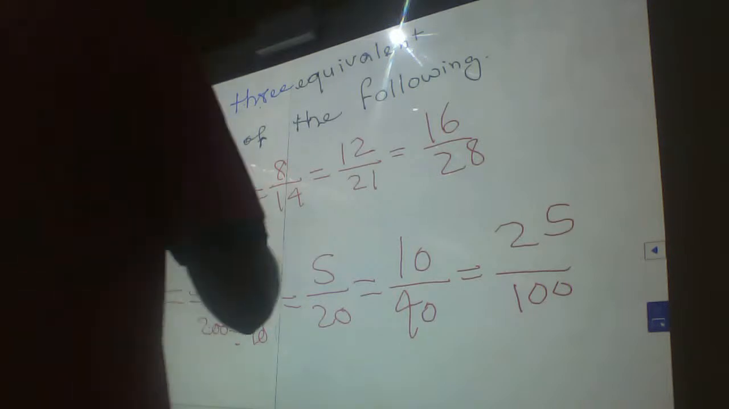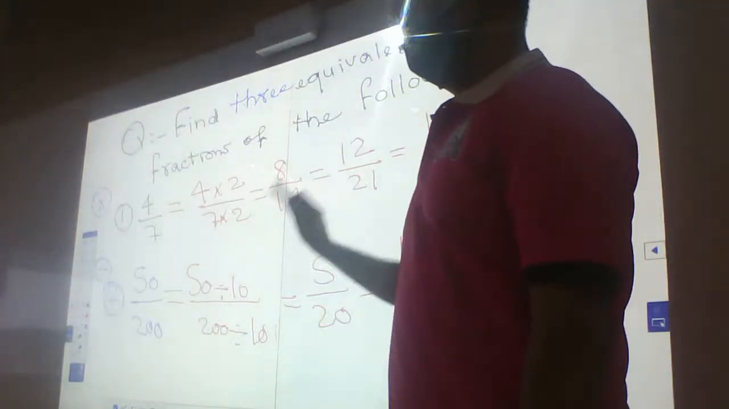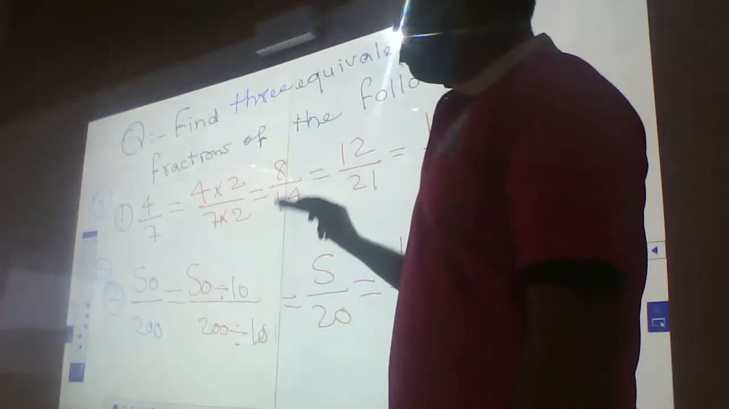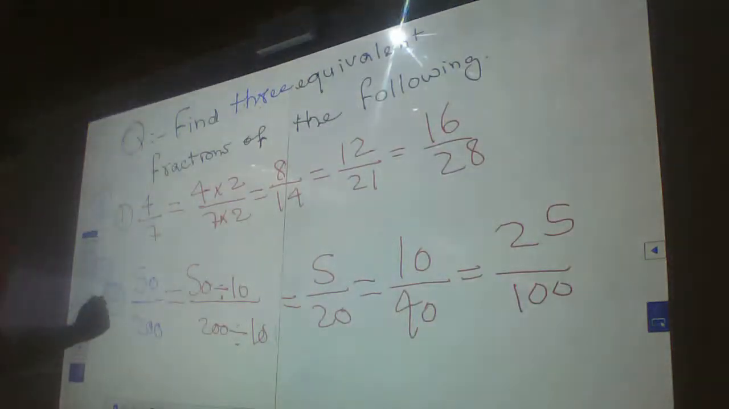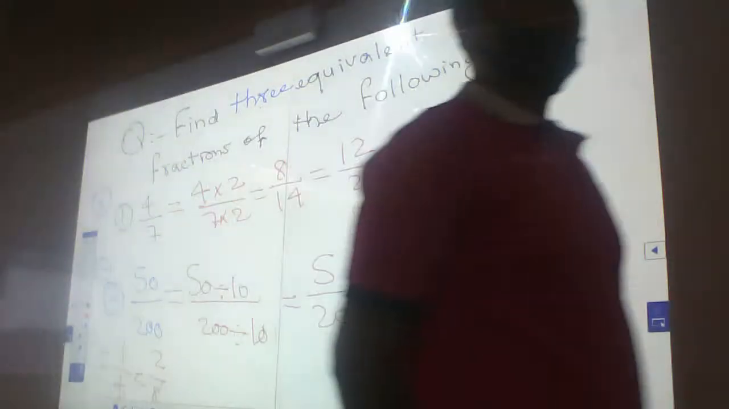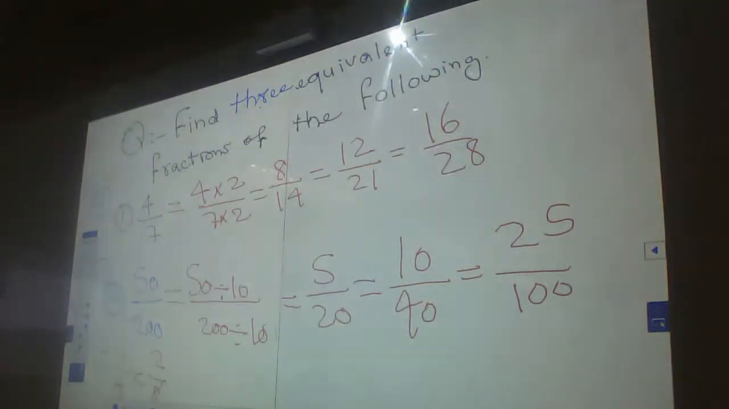You can divide it by 50. If we divide it by 50, what will we get? 1 over 4. Again, if we divide it by 25, what will we get? 2 over 8. Right? So whatever answer you can get.